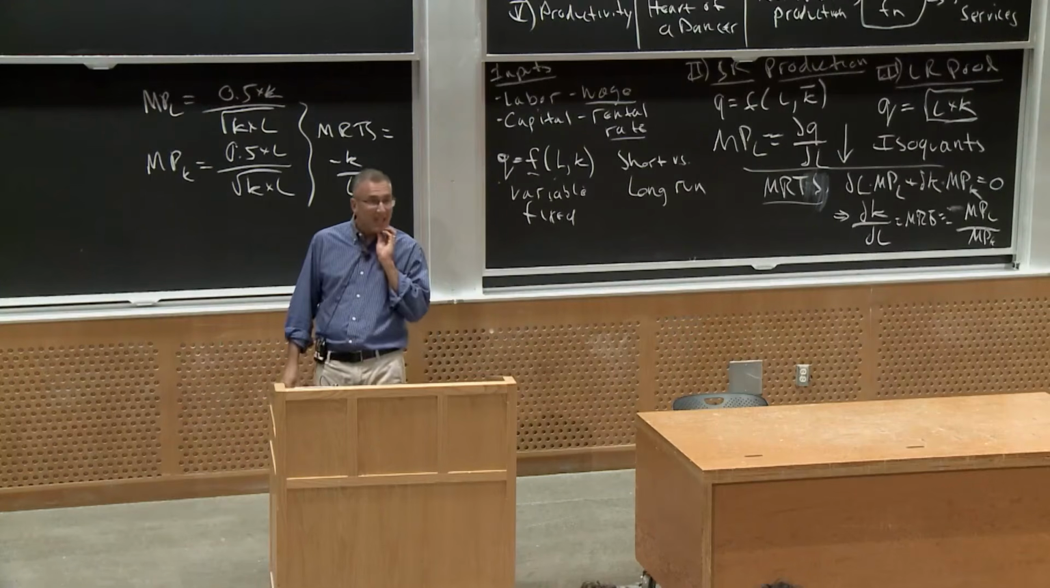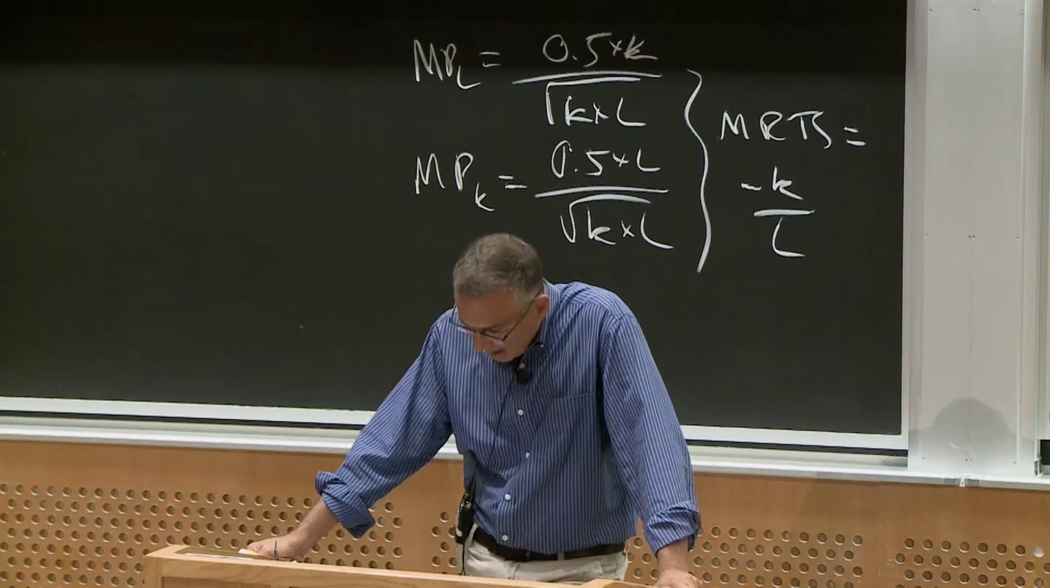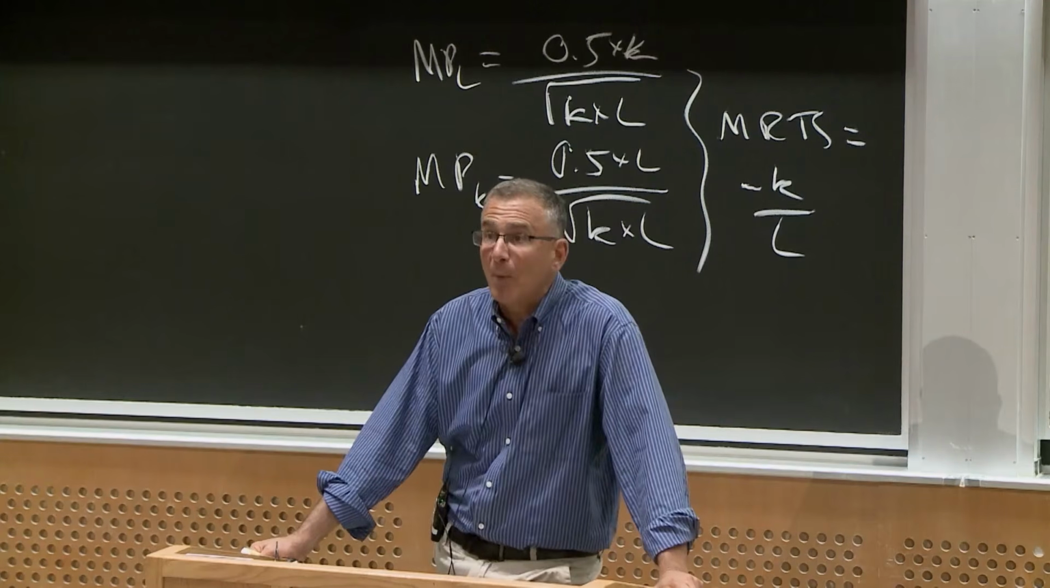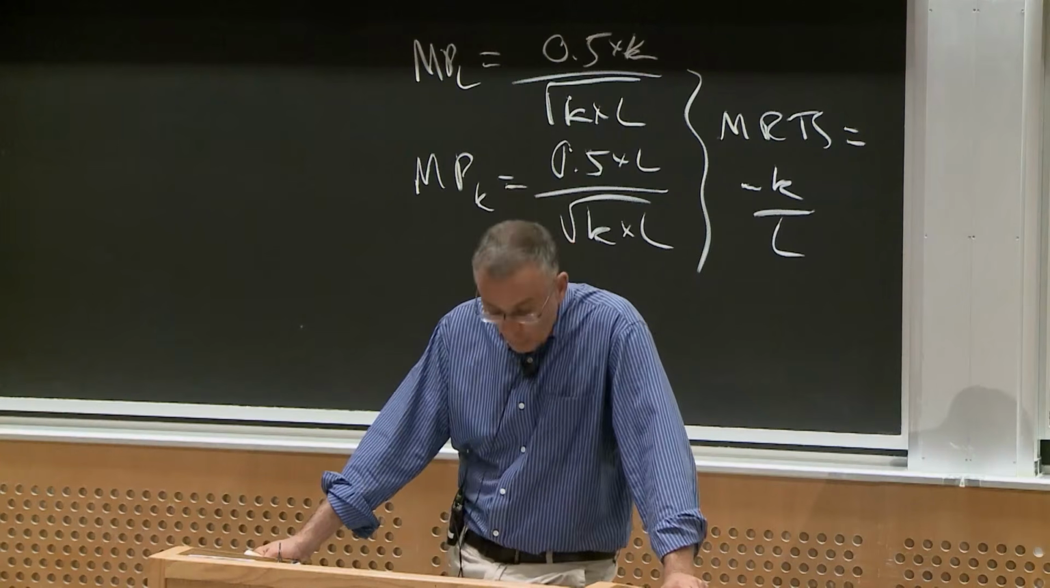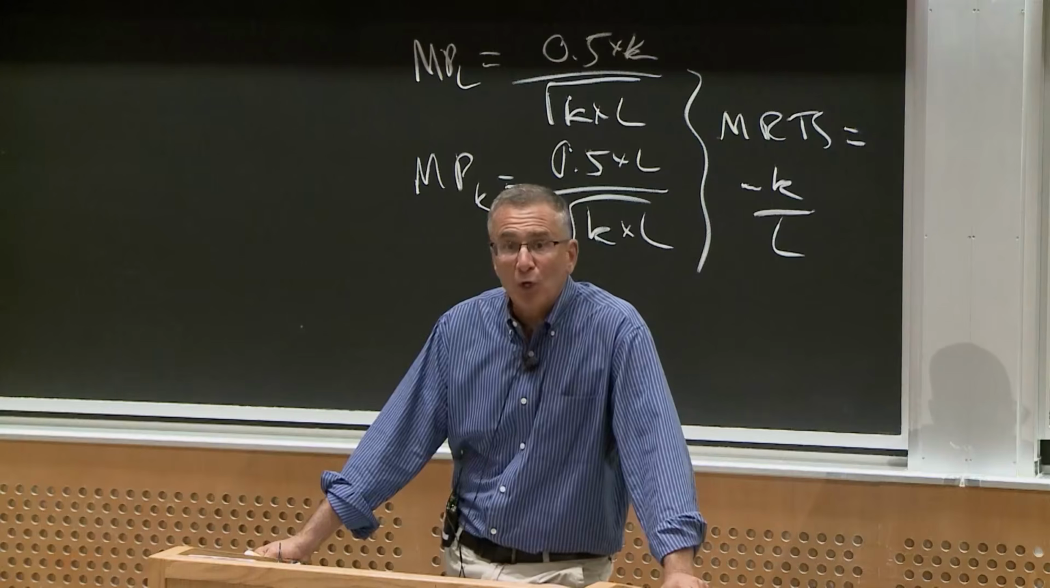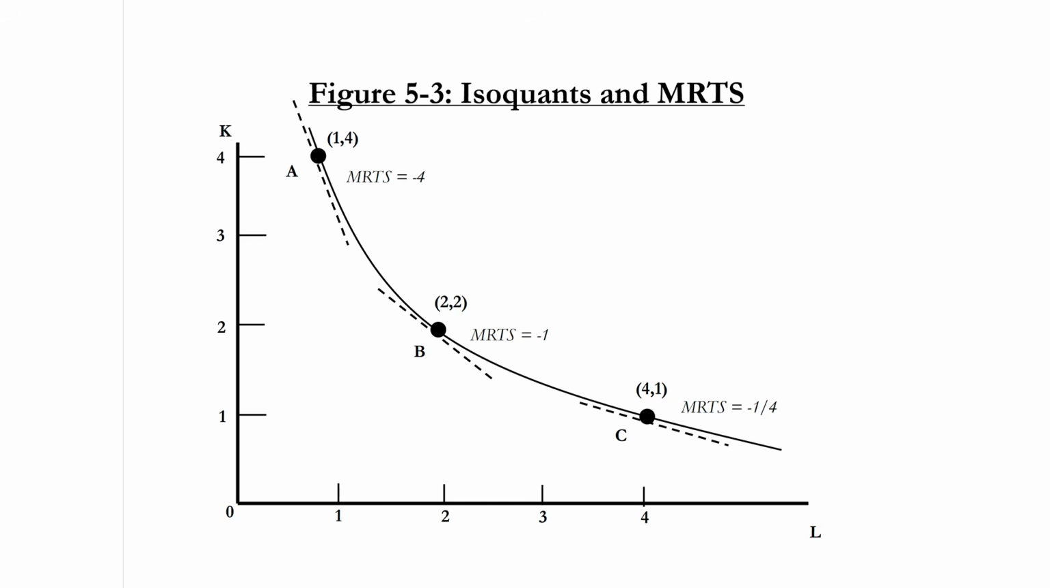And that gives you something like figure 5.3. Figure 5.3 shows you the marginal rate of technical substitution for this production function. And you can see that at, for example, a point like A, you have an MRTS of -4. That means that you have very little labor and a lot of capital. That means you give up 4 units of capital to get 1 more worker. Why? Because marginal products are diminishing. When you've got 4 shovels and 1 worker, you'd happily give up shovels to get more workers. So you want to move to the right.